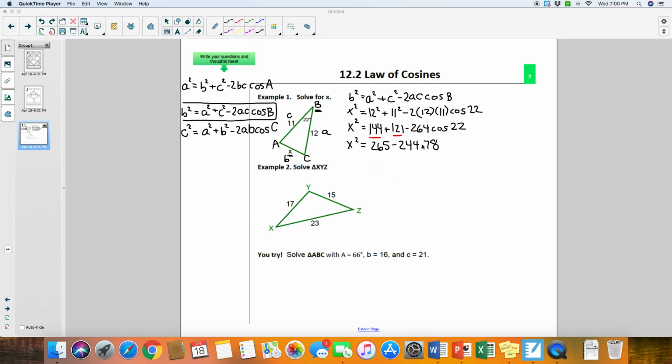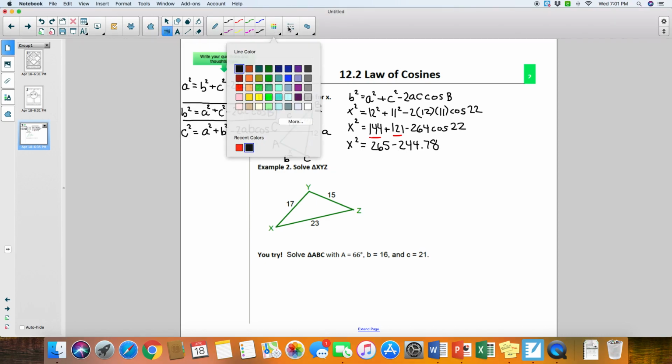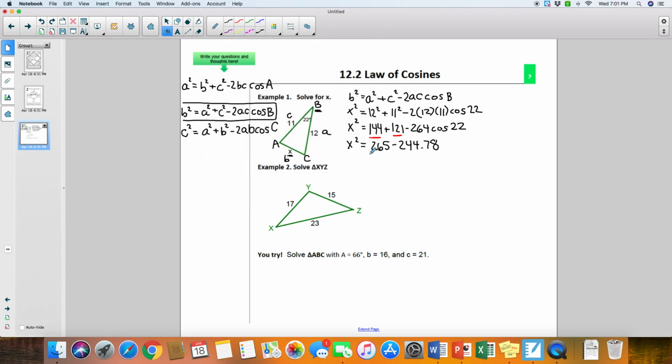So now that I have done 264 times cosine of 22 and gotten an answer, now I can perform subtraction. So that would give me x squared equals, and I would do 265 minus 244.78, and you would get 20.22.